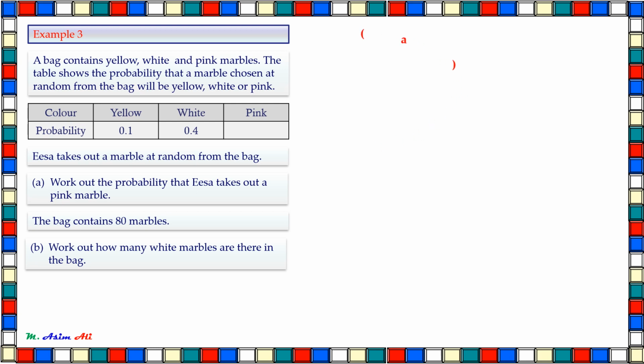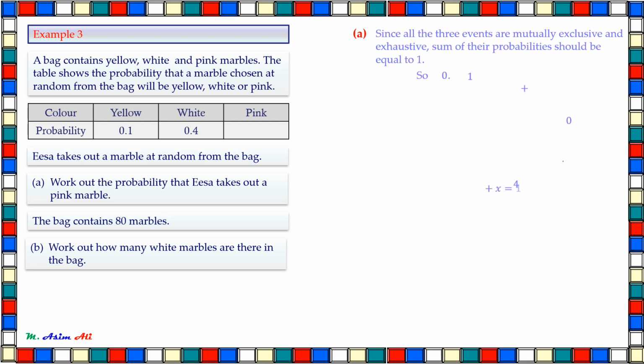Okay, let's do part A first, in which we have to find the probability of choosing a pink marble. Since all the three events, selecting a yellow marble or a white marble or a pink marble, are mutually exclusive and exhaustive, the sum of the probabilities of all these three events should be equal to 1. So we will form an equation based on this, and we'll suppose that the probability of choosing a pink marble is x. So we will have an equation that 0.1 plus 0.4 plus x is equal to 1. X is the probability of choosing a pink marble here.